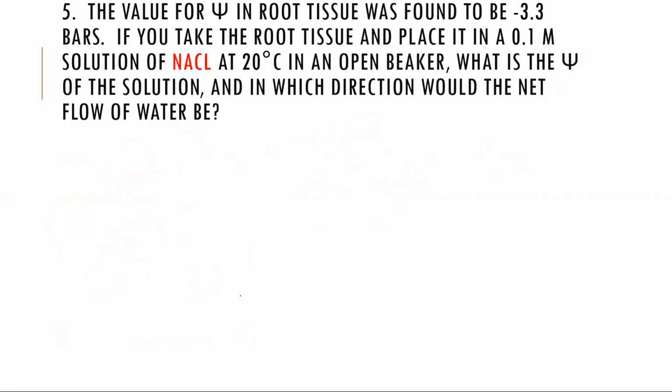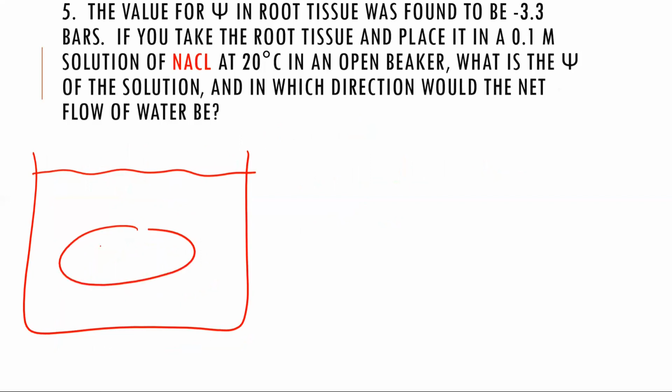Question 5. Here is another one that's just giving you an example of what might happen. We're going to do the same problem as last time, but now they've changed the solution to NaCl, right? Already we know we have our cell with the water potential of -3.3, and we need to know the solute potential out here, because we know that the pressure potential is 0 and all that good stuff. So here we set up our equation again.